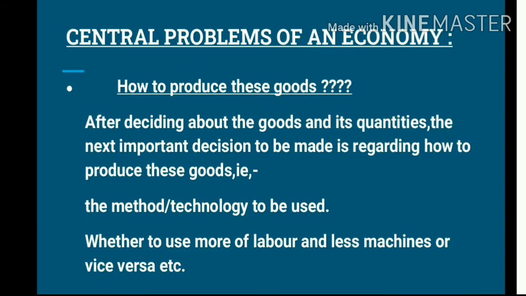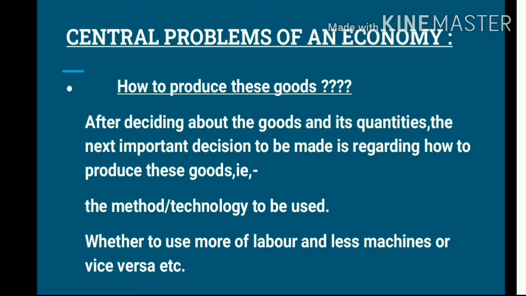Then students, the second central problem of an economy is how to produce these goods. Once we have decided which good is to be produced and in what quantities, the next question to be answered is how to produce these goods. This means which type of technology should be used in the production of various goods, whether to use more labor or whether to use more machines.